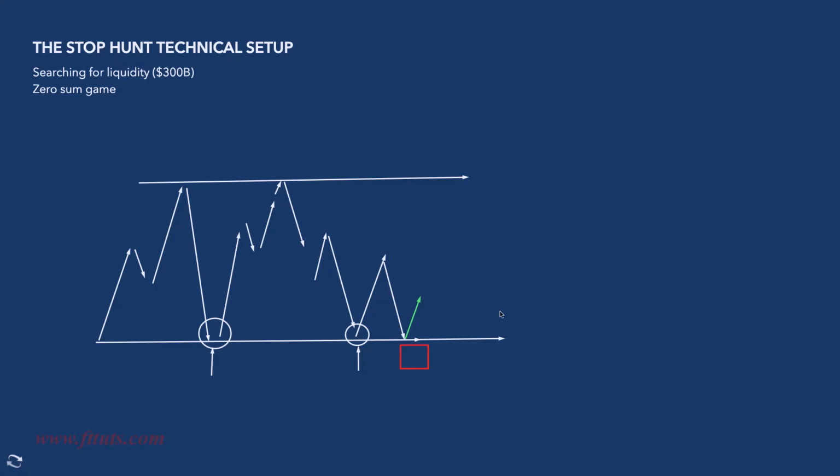So once that occurs, we get a stop hunt. We get a move that will trigger these guys' stop losses, because what's been happening in this accumulation phase is the financial institutions have been buying in the face of selling, right? 10 million here, 10 million there, right?